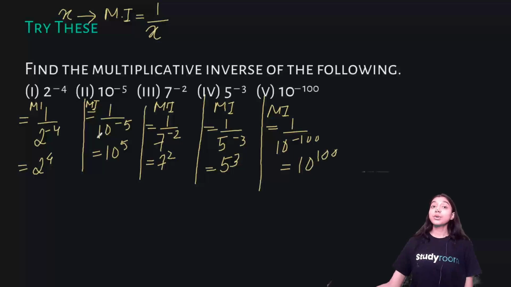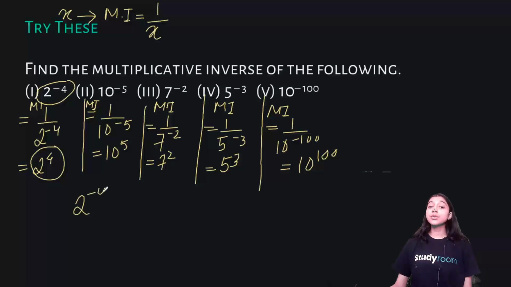Now let us check whether our answer is correct or not, taking any one of the examples. So this is the multiplicative inverse of 2 to the power minus 4. We know that when a number is multiplied with its multiplicative inverse, it results in 1. So let's check it. Let us take the number that was given to us, that is 2 to the power minus 4, and multiply it with the multiplicative inverse that we calculated, which is 2 to the power 4.